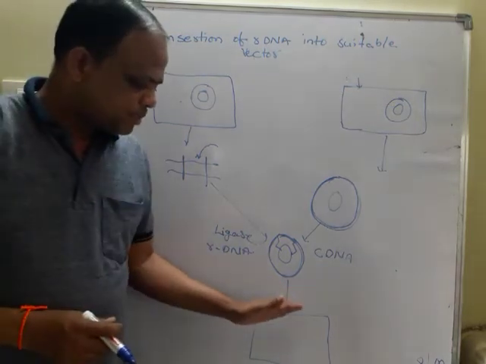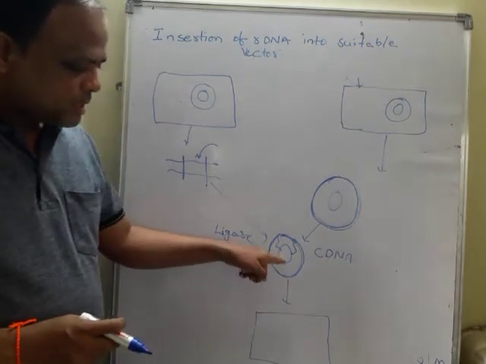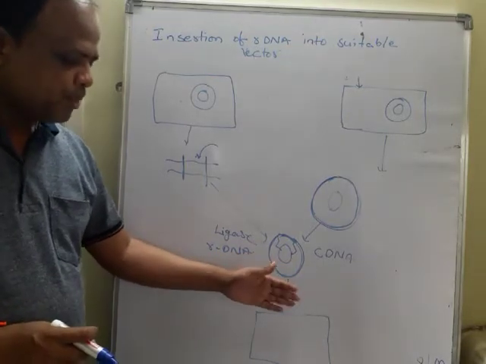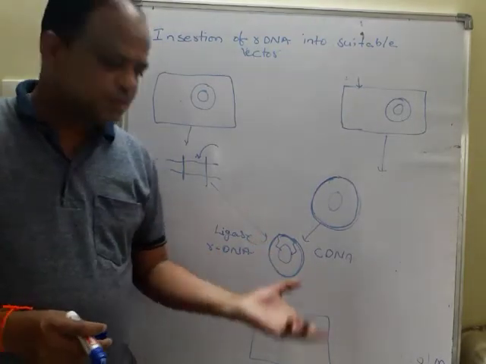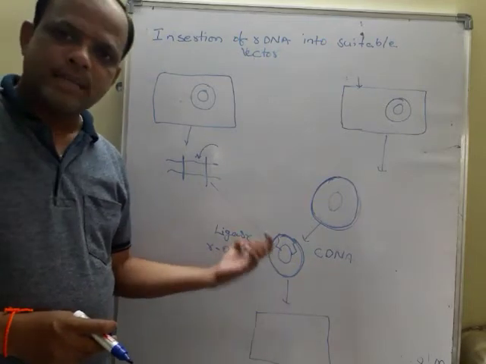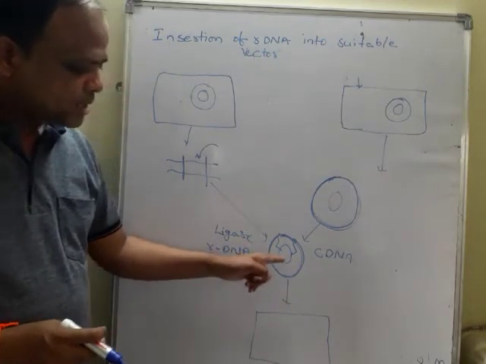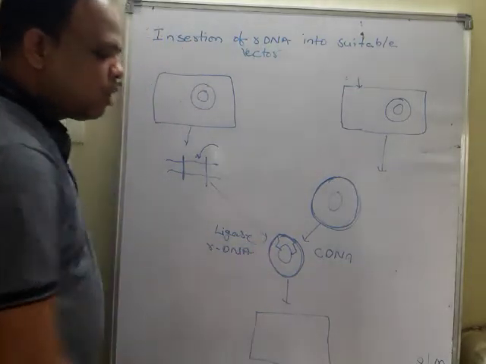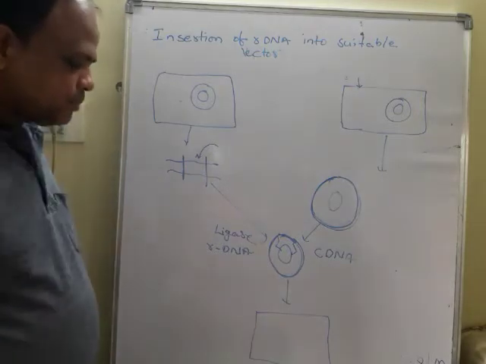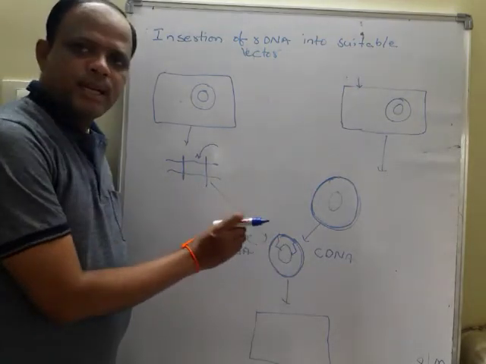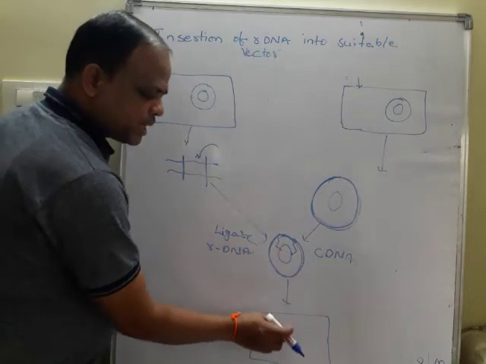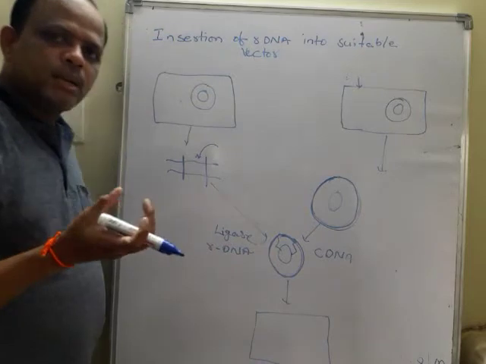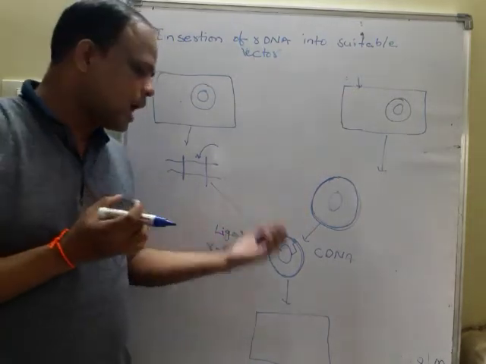The next step is that this recombinant vector is amplified into a number of copies with the help of PCR technique. After that, this amplified gene is inserted into a suitable host cell. But normally the recombinant DNA is not inserted into the host cell. The host cell does not accept rDNA.